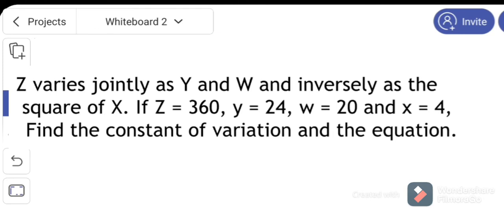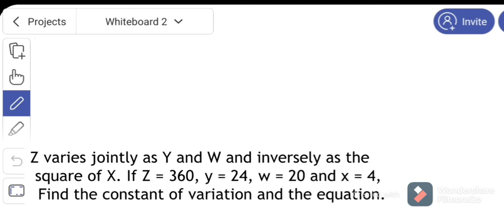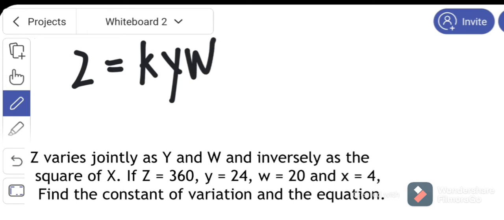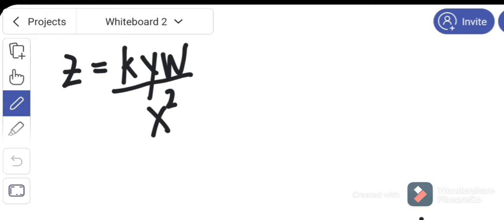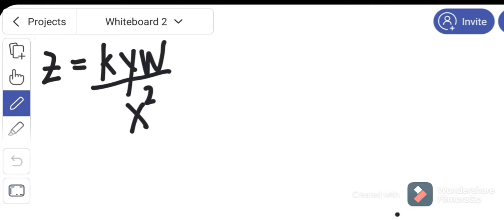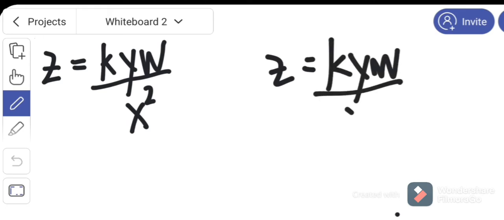As you see, we have jointly. So we will write the equation. Z varies jointly, meaning we will multiply this with our constant of variation, y, w, and inversely as the square of x squared. So this is z. Okay? Then, let's have the solution for the formula for the constant of variation. We derive z equals kyw over x squared.